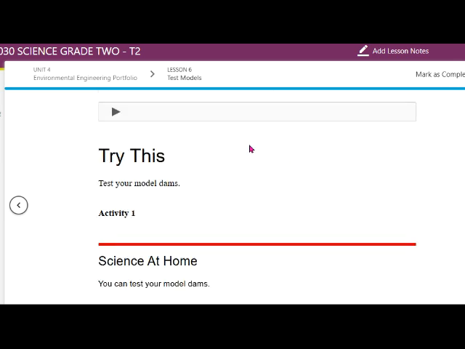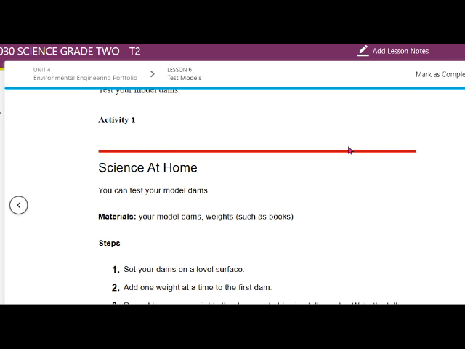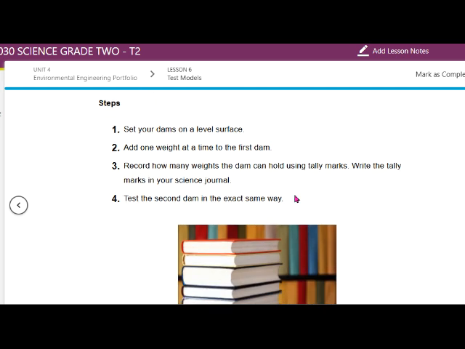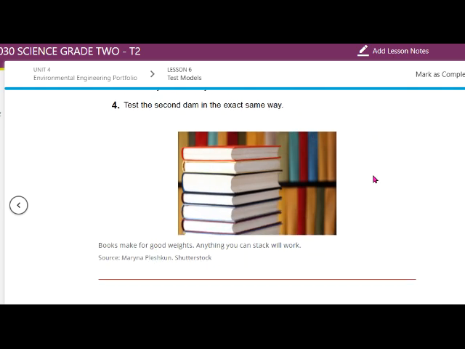Test your model dams. You will need to follow these steps. Number 1, set your dams on a level surface. Number 2, add one weight at a time to the first dam. Number 3, record how many weights the dam can hold using tally marks. Write the tally marks in your science journal. And then test the second dam in the exact same way.